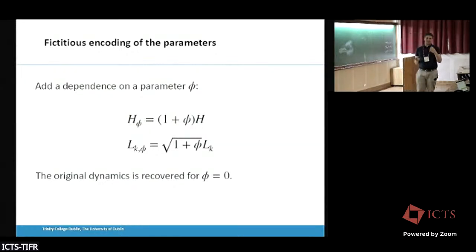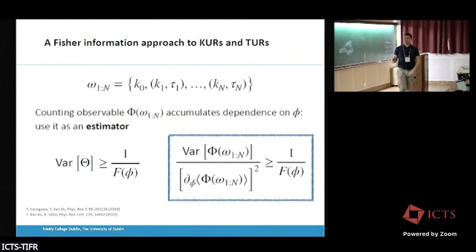So the trick here is to translate the problem of building TURs and KURs to a metrology problem. In particular, we add the dependence on a parameter, a fictitious parameter phi, in the Hamiltonian and in the jump operators of the dynamics. Of course, this basically corresponds to speeding up the dynamics or speeding down the dynamics. Of course, the original dynamics, the true dynamics of the system, is recovered for phi equal to 0.